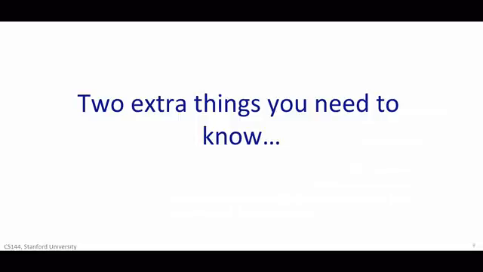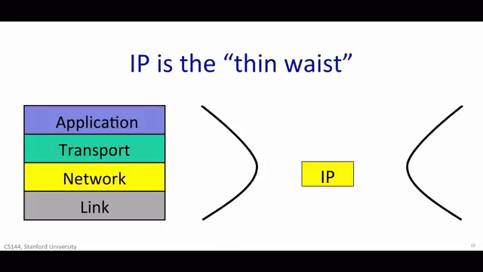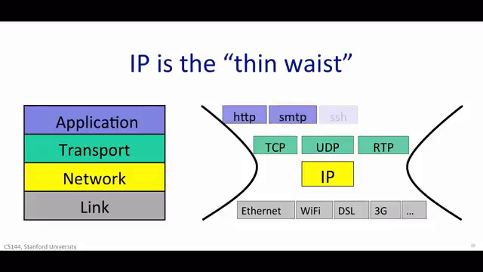There are two extra things I'd like you to know. The first is that IP is often referred to as the thin waist of the Internet. This is because if we want to use the Internet, we have to use the Internet Protocol. We have no choice. But we have lots of choices for link layers. IP runs over many different link layers such as Ethernet, Wi-Fi, DSL, 3G cellular, and so on. And on top of the IP layer, we can choose between many different transport layers. We already heard about TCP and UDP. There's also RTP for real-time data and many others too. And of course, there are tens of thousands of different applications sitting on top.